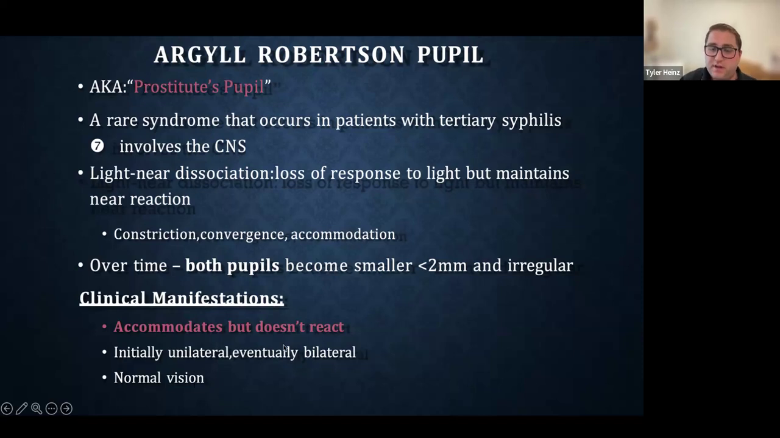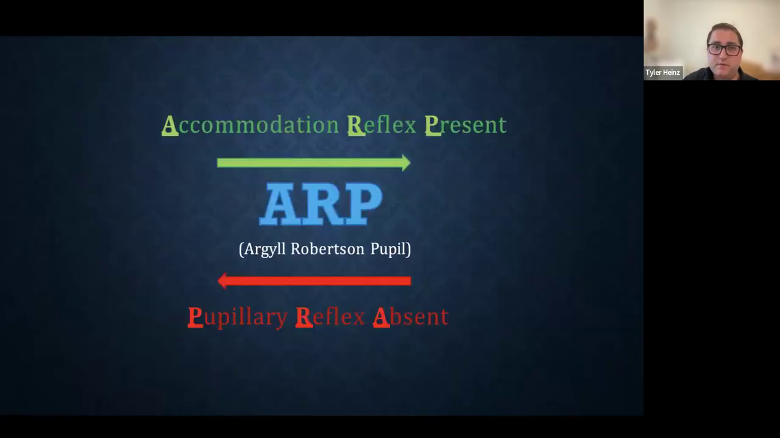Initially unilateral, but eventually becomes bilateral. They may have normal vision, though, despite this pupillary change. So ARP, Argyll-Robertson pupil: accommodation reflex present, pupillary reflex absent.